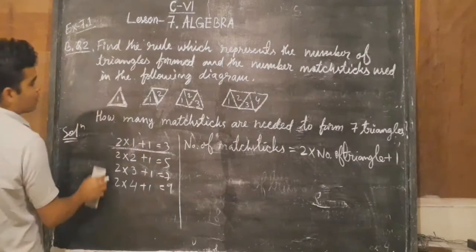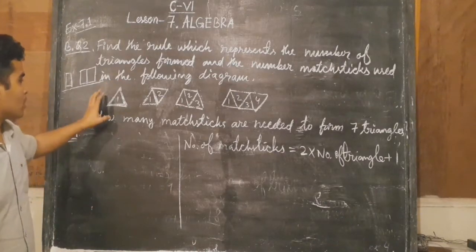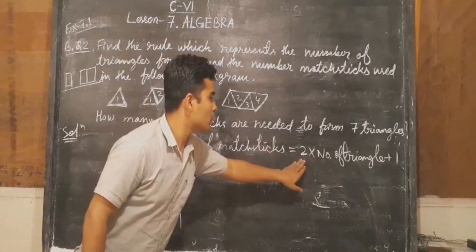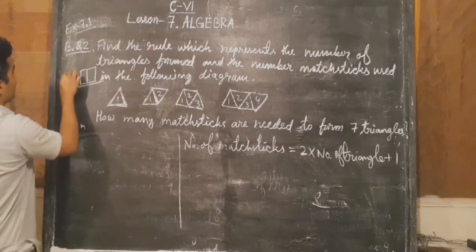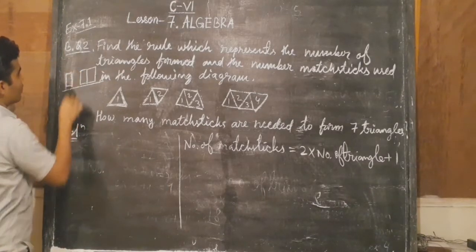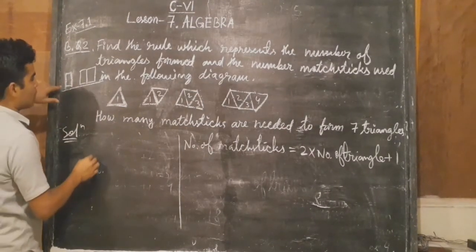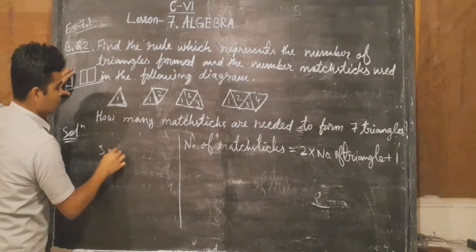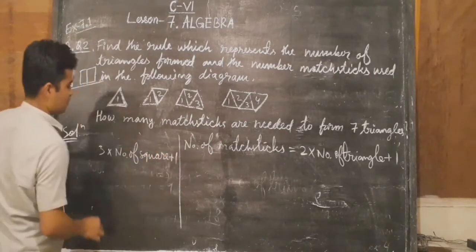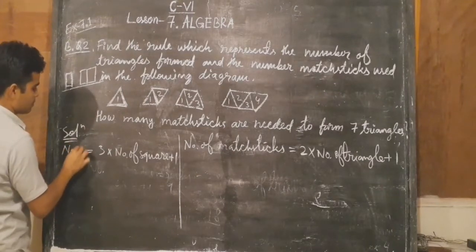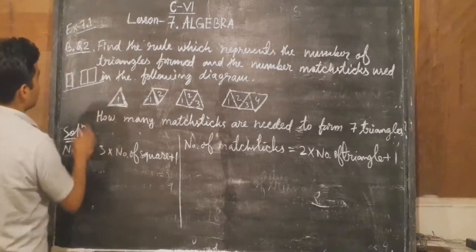If it is a square, then what rule will we follow? In a triangle, 3 matchsticks are used for making one triangle. So from that we are considering 2, and then into the number of triangles plus 1 we are writing. If we have to make a rule for joint squares like this, in a square how many matchsticks do we use? 4. From that how many do we have to take? 3 into the number of squares plus 1. So number of matchsticks is equal to 3 into the number of squares plus 1.